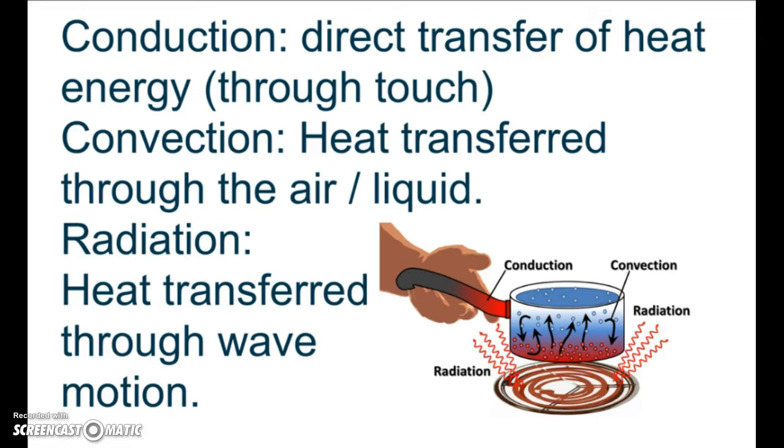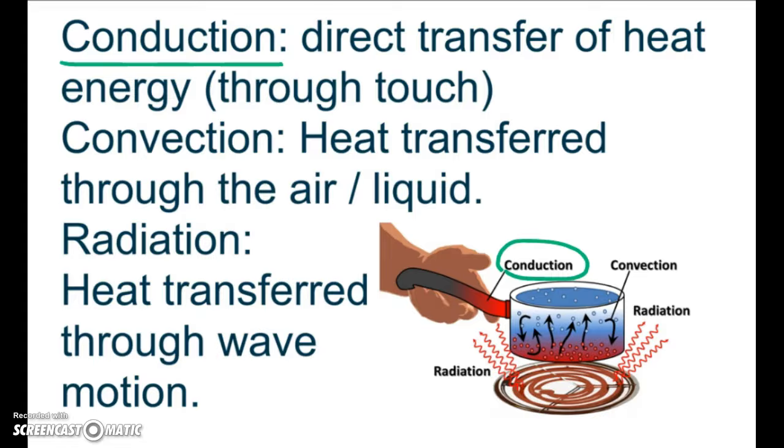There's three types of heat energy transfer. The first one is called conduction, and conduction is a direct transfer of heat energy through touch. An example of conduction would be a pot of heated water on the stove, and you pick it up and touch the handle that is hot. That would be heat energy transferred through conduction.